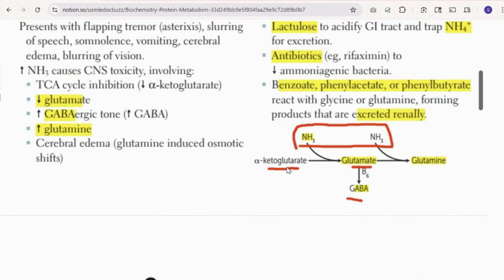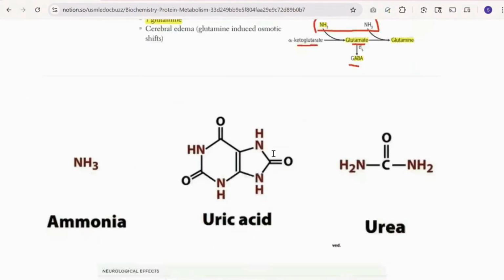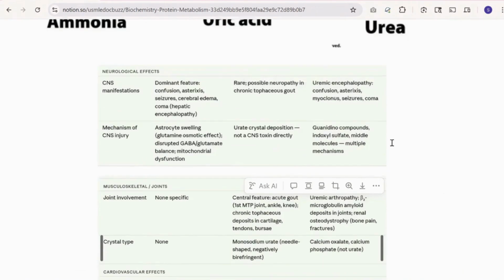Alpha-KG, right? If it acquires ammonia, it goes into glutamate formation, typical transamination behavior. But if glutamate acquires ammonia, it becomes glutamine, or glutamate can go and make GABA, which is an inhibitory neurotransmitter. Now we're going to look at the treatments and all of that, but first we're going to understand the fundamental differences in all of these. Okay.